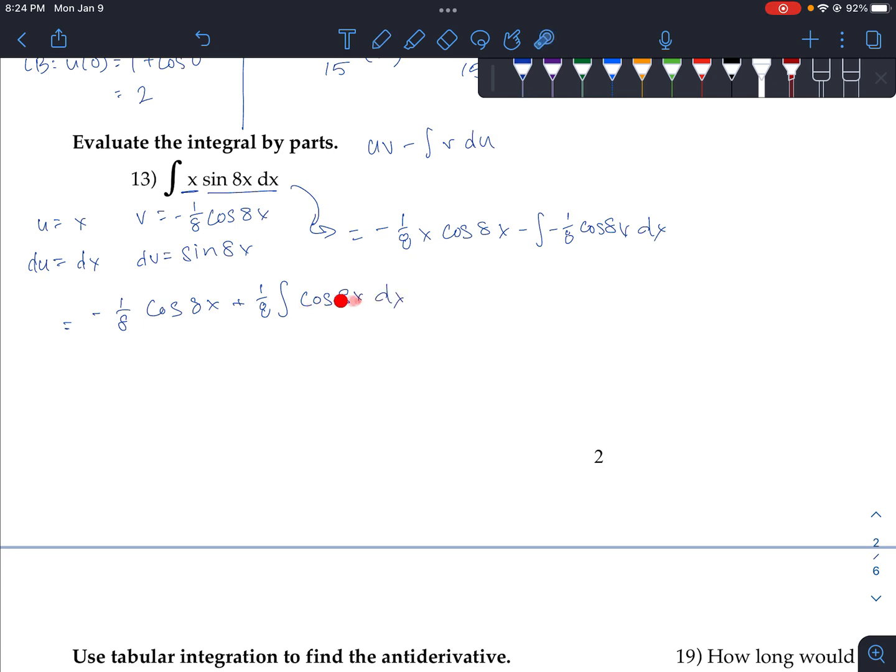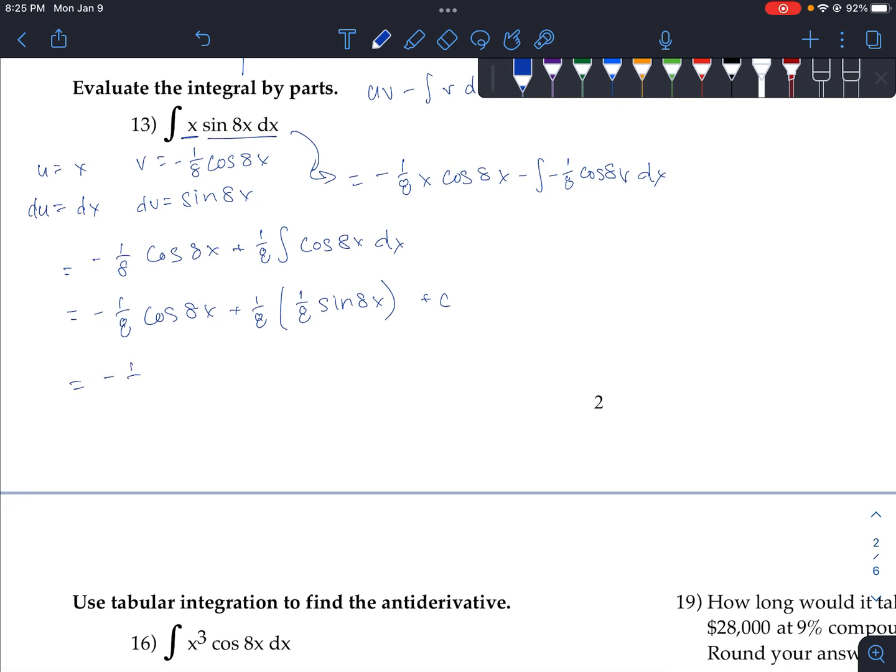So all that's left for me to do is use the antiderivative of that. So negative 1 over 8 x cosine of 8x plus 1 over 8. And then the antiderivative for this would be 1/8 again because of the chain rule, and then sine of 8x should do. And don't forget your plus c. So simplified, that should be negative 1 over 8 x cosine of 8x plus 1 over 64 sine of 8x plus c. And that should be good right there.